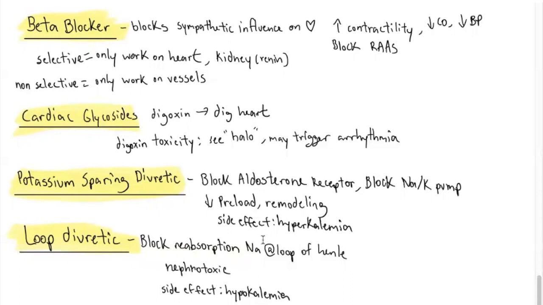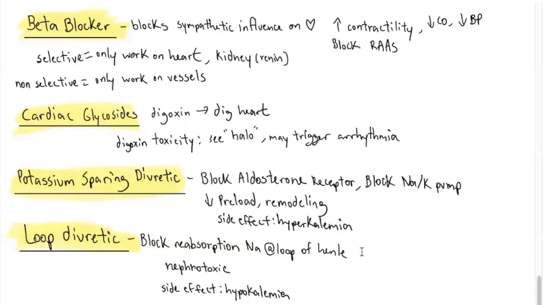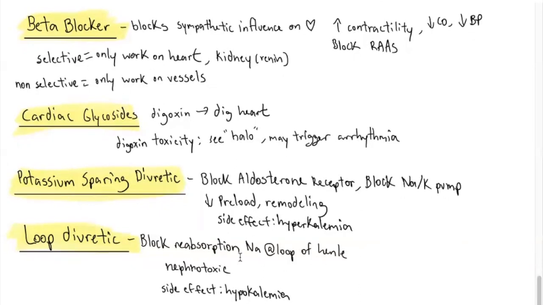And then for loop diuretics, a common one is furosemide, and this blocks the reabsorption of sodium from the loop of Henle, and basically makes you pee a lot, and it's nephrotoxic, and just watch out for hyperkalemia and hypotension. And these work pretty fast if it's IV. That's it.